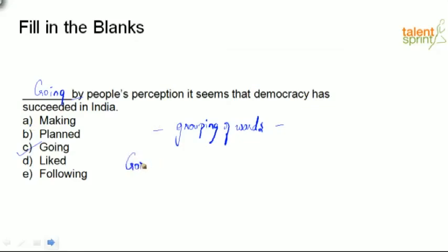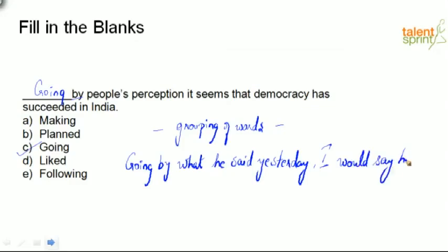So if I say going by what he said yesterday, I would say he is about to resign. So this person probably would have shared something that gives you a hint or a knowledge that this is what the outcome is going to be. This is what is going to happen because of what he or she shared. So going by what he said yesterday, you're basing it on what information he had shared yesterday. I would say he is about to resign.